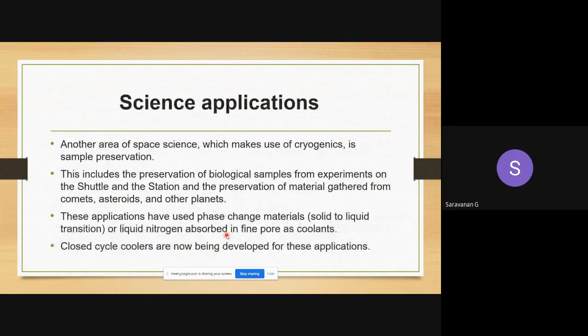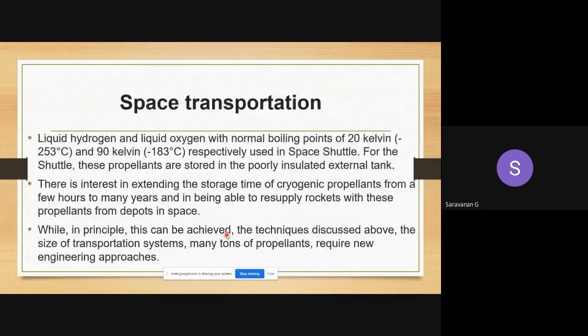Another application is preservation. Preservation corresponds to materials gathered from planets, comets, and asteroids, or biological samples that can be preserved for a duration. For that we can use coolants for preservation of samples, materials, and biological samples. We can use cryogenic coolers, closed cycle coolers. It should be a closed cycle cooler so that you can preserve the material at the proper temperature and maintain its properties. That is all about the application of cryogenics with respect to space science missions.